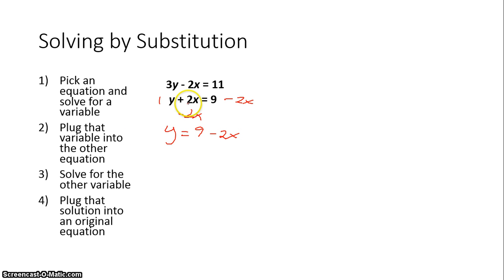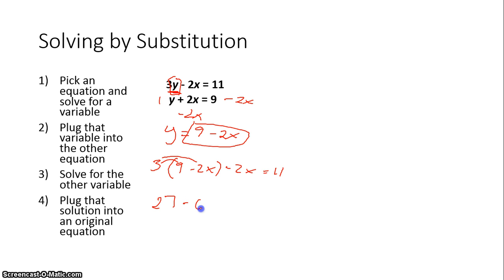Now, where else do I see a y other than here? Well, I have a y up here, right? So I'm going to take what my y equals, 9 minus 2x, and plug it into that y using parentheses. So what does that give me? That gives me 3 times (9 minus 2x) minus 2x equals 11.